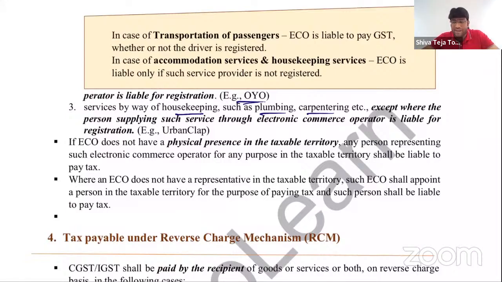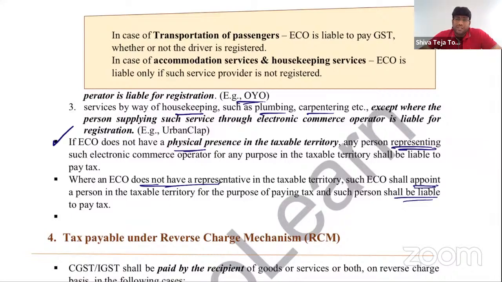You would have heard these names, my dear friends. Urban Company is one platform where you can actually order carpenters, plumbers, and various housekeeping services. Next point you see. If the e-commerce operator does not have physical presence in India, then the representative in India is liable to pay GST. And if they do not have a representative, they must appoint a representative and make him liable. This point they have brought in law specifically to target a company known as Uber, because Uber makes terrific money even without having vehicles in India. They are acting as aggregator.